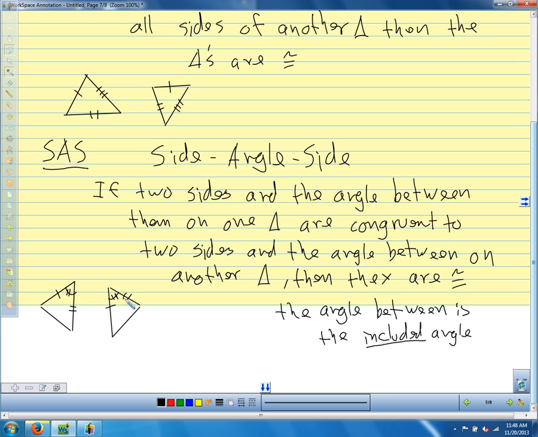If that's true on two triangles, the side, the angle, and the side match up, then we're guaranteed that the other pieces match up, and that's all we have to do to show that those two triangles are congruent. Once we know that that's the case, then we're done. We just need to show that we have a side, angle, side congruent on both.